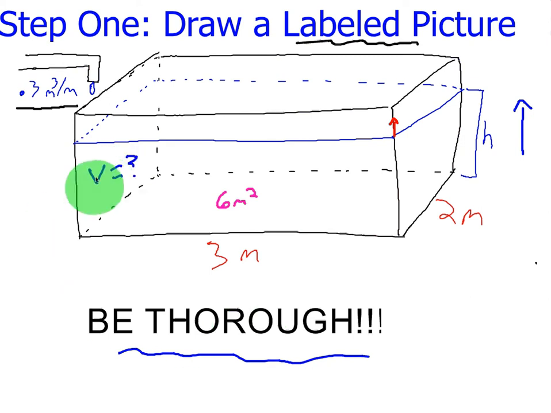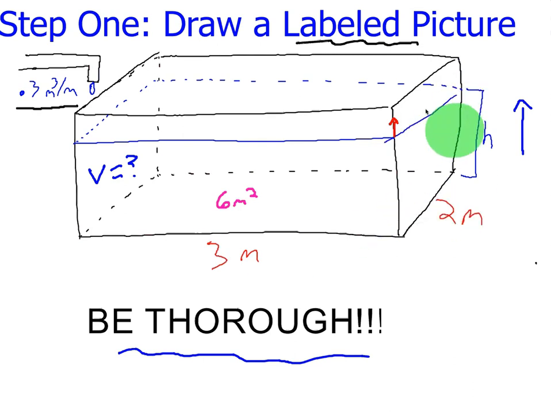Okay, another thing that I labeled was the volume of the water. Okay, how can we figure out the volume of the water at a particular point in time? Well, remember the volume of a rectangular prism is length times width times height. So we could see it would just be 3 times 2 times whatever the height is.